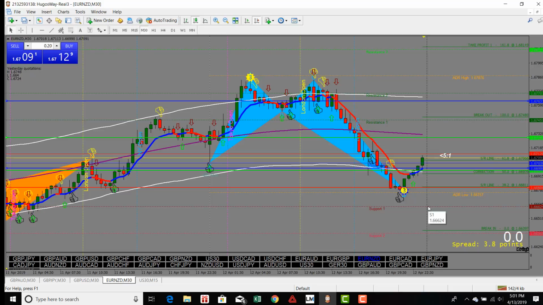No trail on the first position because I want the first position to take itself out at that first take profit. But the second position also will be at this level, but I'm going to put a trail on it. Why? Because I want the second position to go up here.